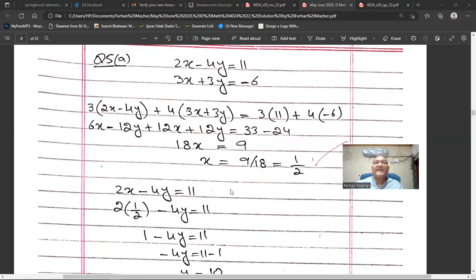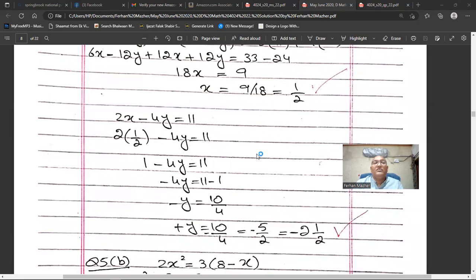Now I have the value of x, that is 1 by 2. I will put that value into the first equation. The first equation is 2x minus 4y equals 11, so 2 into 1 by 2, and then minus 4y equals 11. The 2s cancel, so you have 1 minus 4y equals 11, and minus 4y equals 11 minus 1, so minus 4y equals 10, and y equals minus 10 by 4, that is minus 5 by 2, which means minus 2 whole 1 by 2. So x is 0.5 and y is minus 2.5.